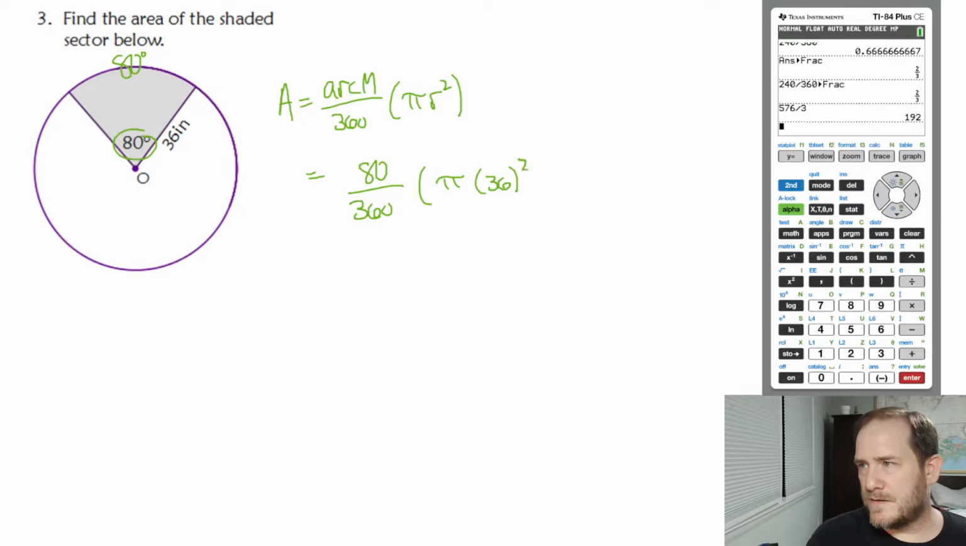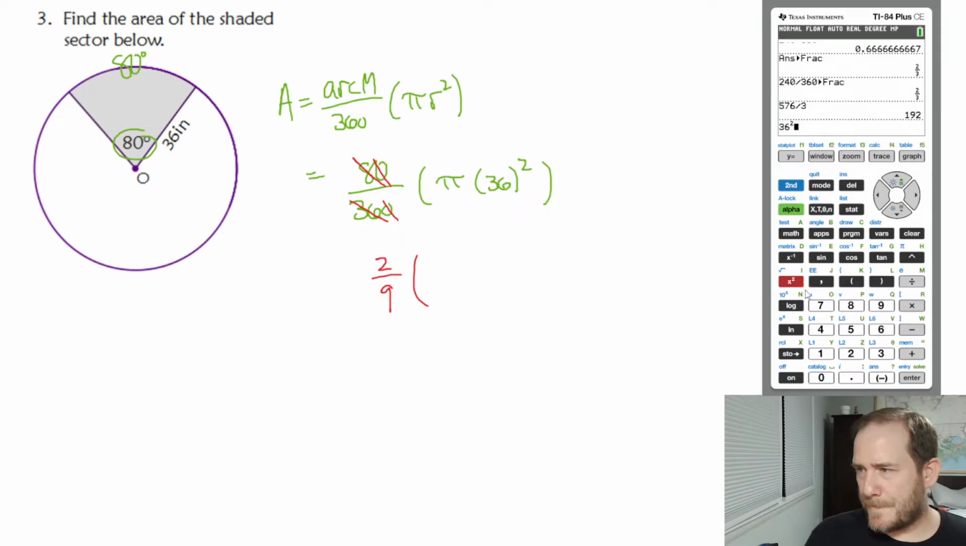But you'll have a calculator, so to find out what 36 squared is, you do 36 times 36, no big deal. To reduce this, I'm going to divide them both by 10, then divide them both by 4, I think is my best bet. If I divide by 4, I get 2 over 9. So 80 over 360 as a fraction is 2 over 9. 36 squared, I don't know, time to just ask the calculator. 1296.